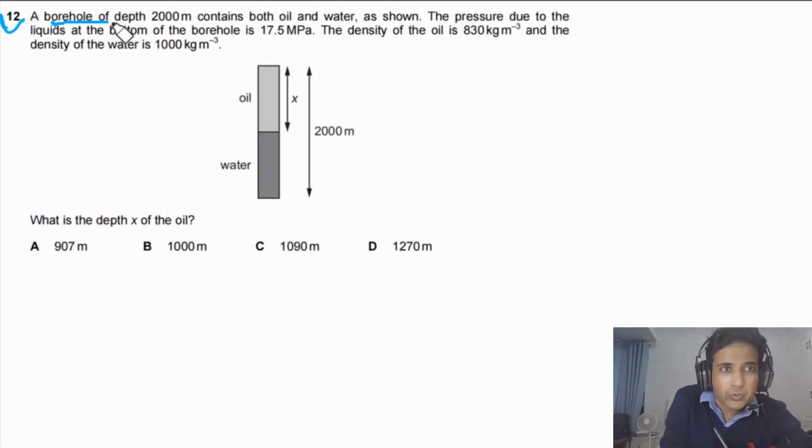Question 12 says a borehole of depth 2000 meters contains both oil and water as shown in the figure. The pressure due to the liquids at the bottom of the borehole is 17.5 megapascals.